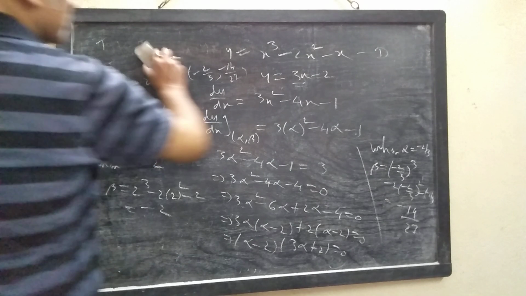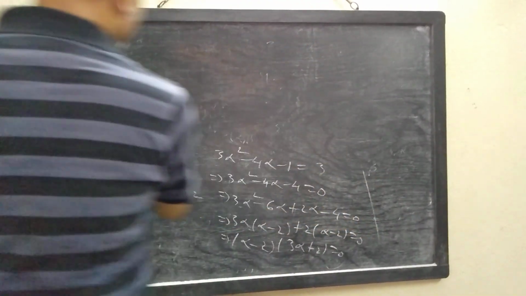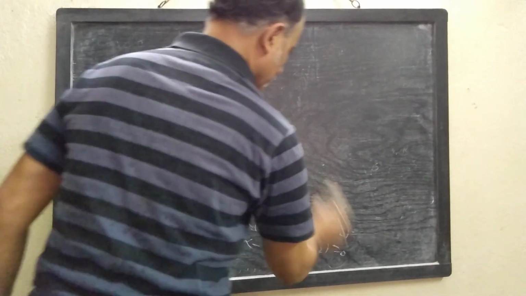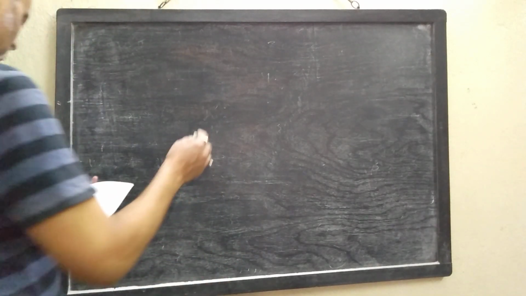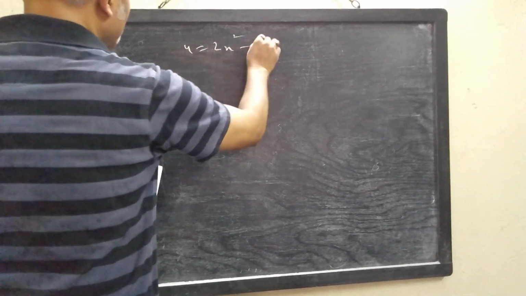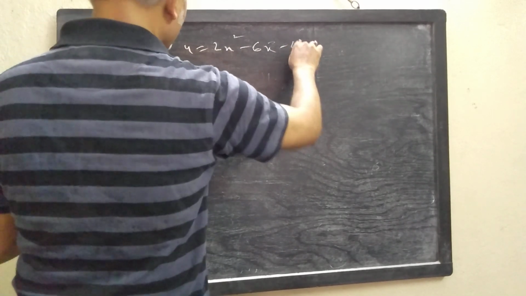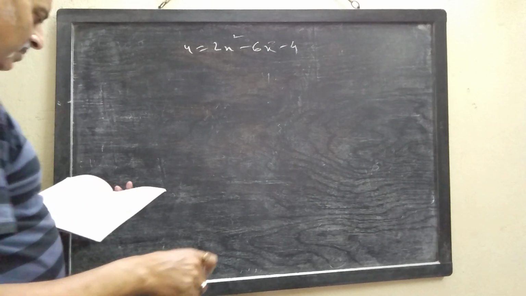Next, let us go to the next problem. Find the point on the curve at which the tangent is parallel to the x-axis. You can do it as homework. The curve is y equals 2x square minus 6x minus 4. You are asked to find a point on this curve at which the tangent is parallel to x-axis.